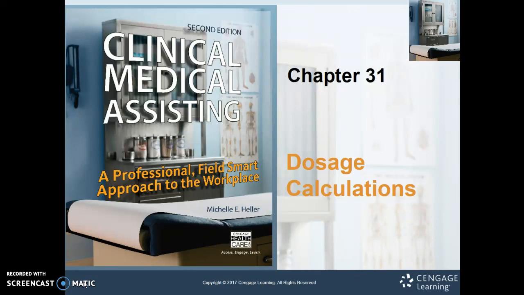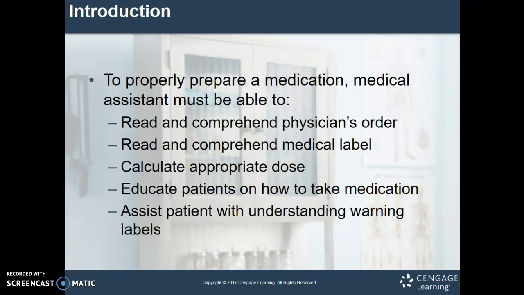So we're going to start by talking about those for chapter 5, and then I think in the second part is where we actually learn how to calculate. To properly prepare a medication, a medical assistant must be able to read and comprehend a physician's order, read and comprehend the medication label, calculate an appropriate dose, educate patients on how to take the medication, and assist patients with understanding warning labels.